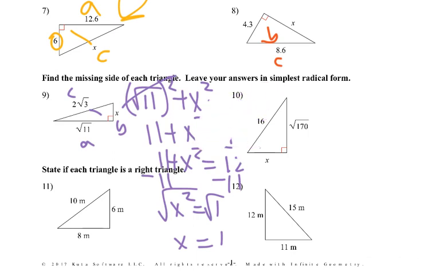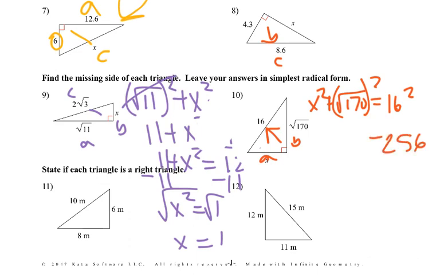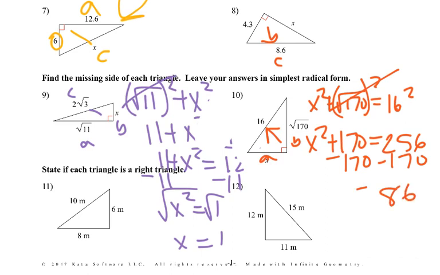Okay, number 10 we do the same way. Hypotenuse is 16, so 16 squared would equal a and b, x squared plus square root of 170 squared. So 16 squared, this one I don't know offhand, so I'll have to type that in the calculator. It's 256. Square root of 170 squared would just leave us with 170, so we get x squared equals 170. Subtract 170 from both sides, and we get 86 equals x squared. Take the square root of that.